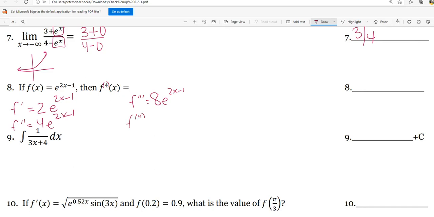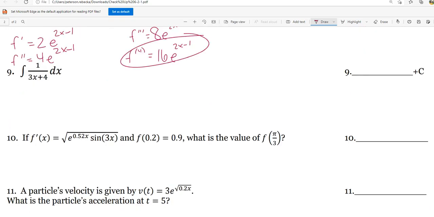And the fourth derivative will have a coefficient of 16. So final answer. All right, problem 9.